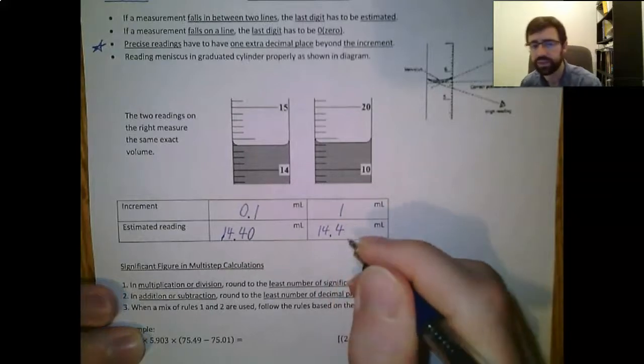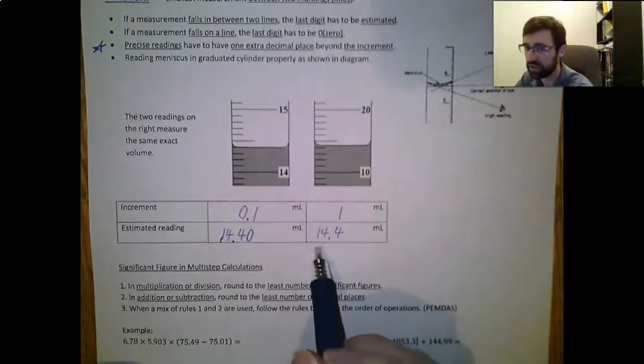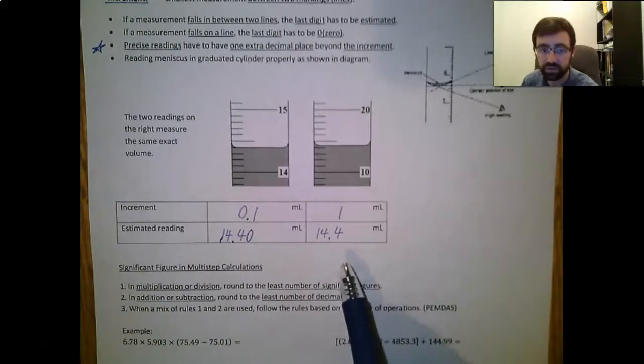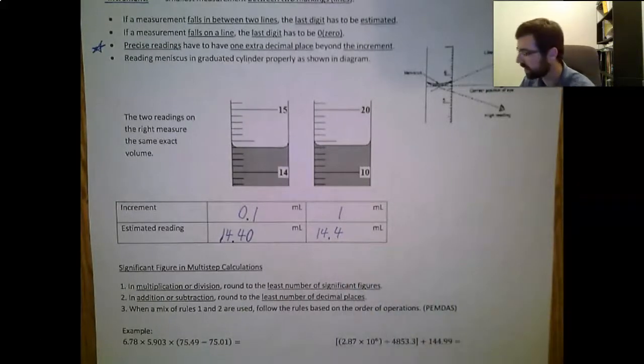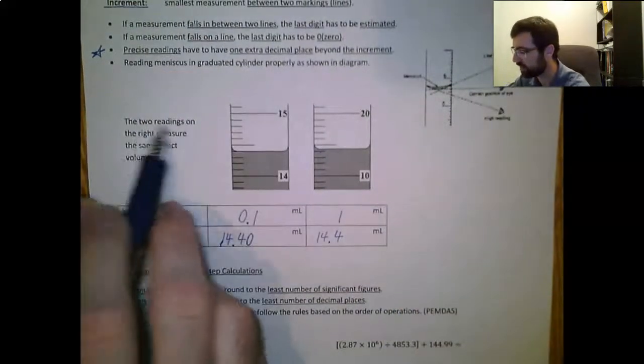milliliters. Now, a question like this would be a multiple choice question, probably. And you would have to pick the one that had the correct number of significant figures and was reasonable. Okay. Now you might have said 14.3 or 14.5. Either of those would have been fine too, if we didn't already have this and if it didn't say that they're the same exact volume.